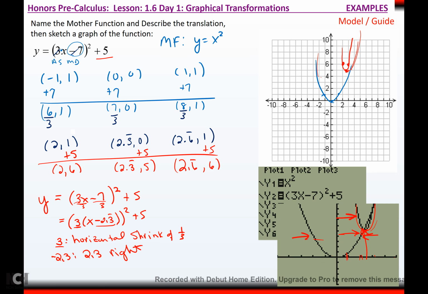If you don't factor this out, you won't get the right transformation. It doesn't affect the graphing as long as you're careful, but you won't say the transformation right if you don't factor out that number touching x. And then, of course, the 5 on the end is going to move it up 5. Okay?